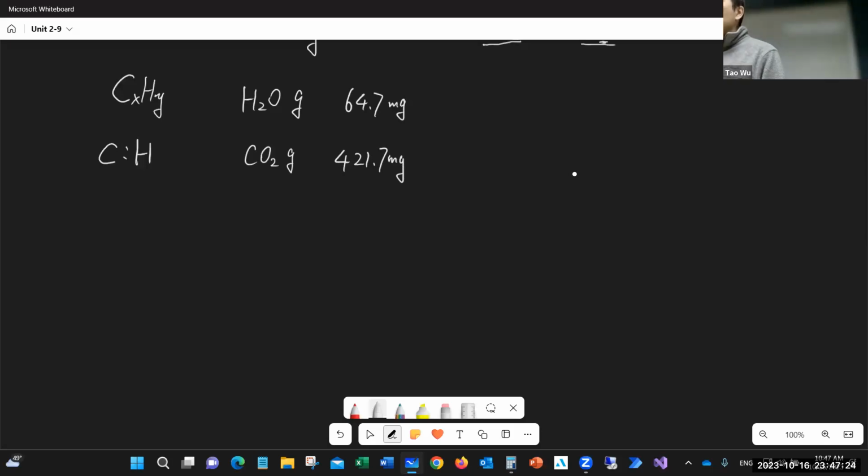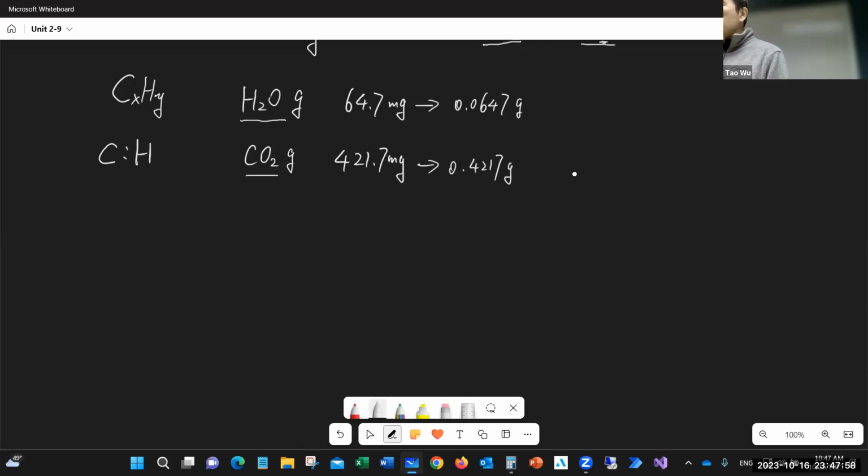So obviously, first we need to convert that to gram, right? Divided by 1,000 to get a gram. So that's 0.0647 gram, and this is 0.4217 gram. So we got a gram, then we need to convert that to mole, right? Because we need to find a mole of the carbon and hydrogen elements. But remember, this is the mole, this is a water, and this is CO2.